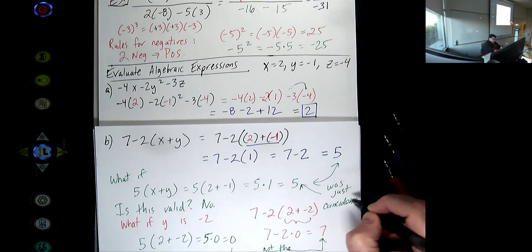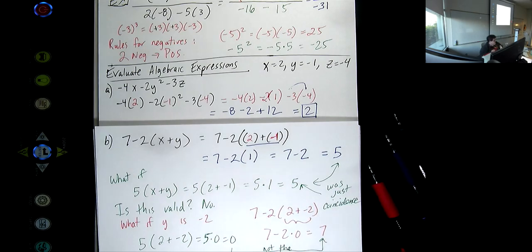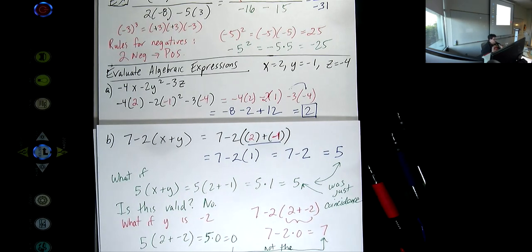So don't think that's right. You want to do the parentheses first. I think the rest is just being tedious on that. All right, now we'll skip that first.